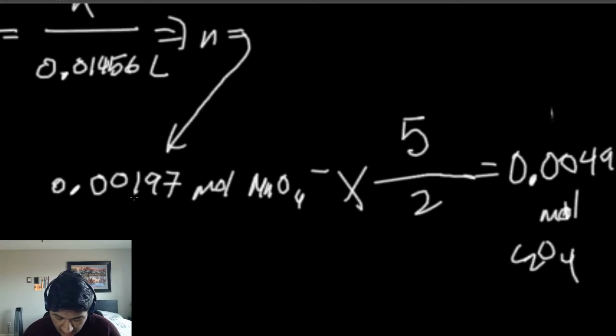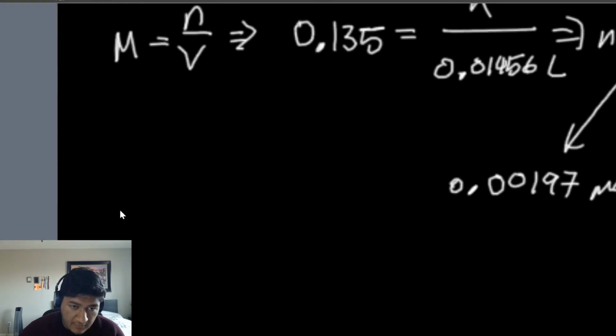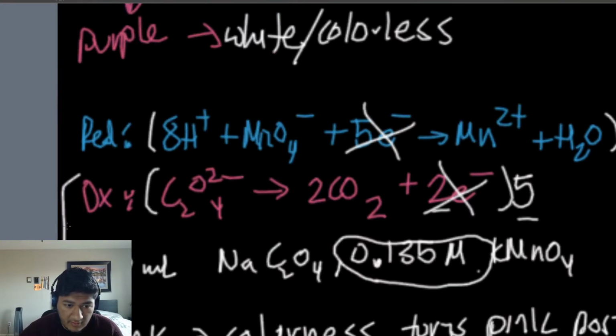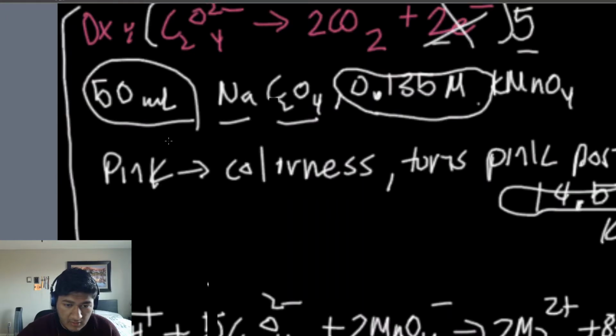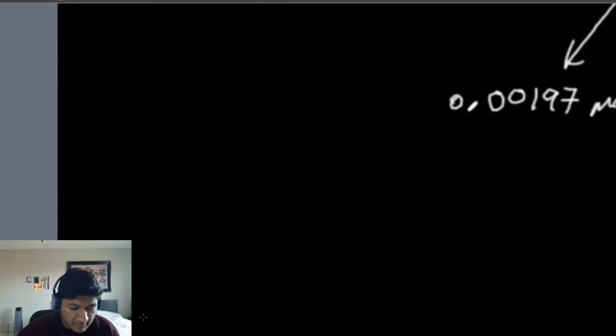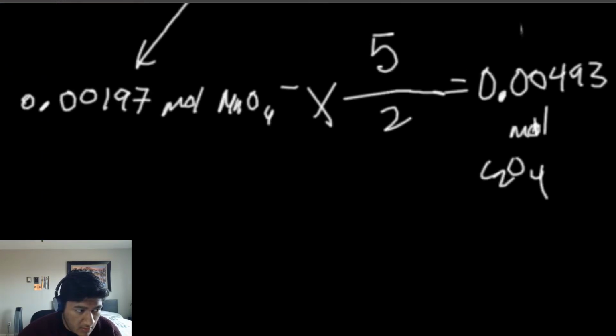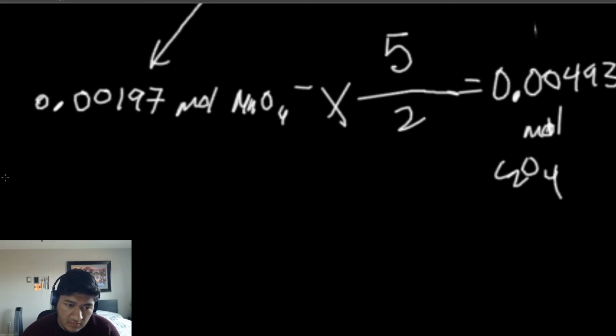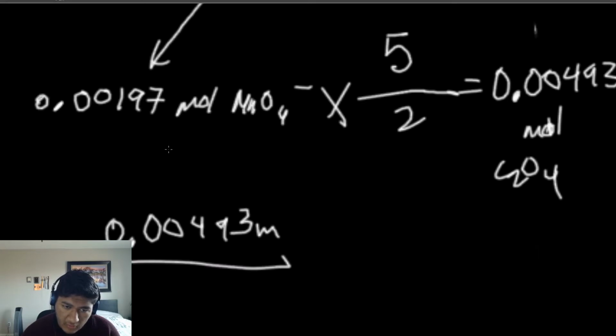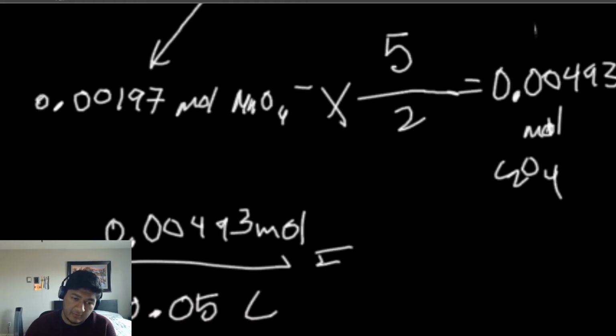Finally, we know that there's 0.05 liters of sodium oxalate, right? We had previously defined it somewhere over here. Yep, here we had 50 milliliters of sodium oxalate. If there's an equal ratio between sodium and oxalate, that means there's 50 milliliters of oxalate as well. Let's scroll back to the equation. We have 0.00493 moles, so to find the concentration, all we have to do is divide 0.00493 moles by 0.05 liters. Obviously 50 milliliters is 0.05 liters.